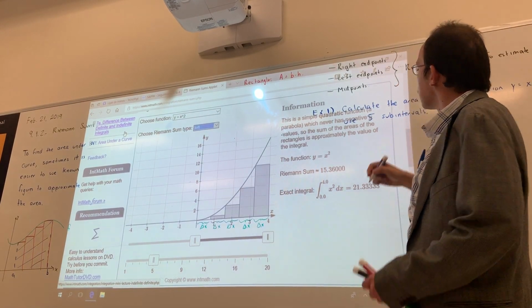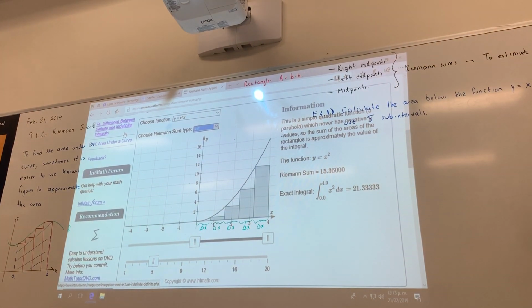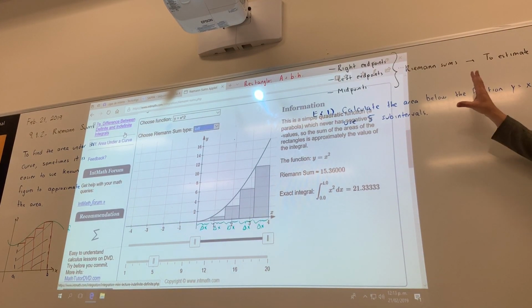Yeah. ¿Y si no vas a rectángulo? No, that's another one. The trapezoids. But right now, just a straight. But yeah, also trapezoids. Okay, so using 5 subintervals, I want to calculate the area between 0 and 4.